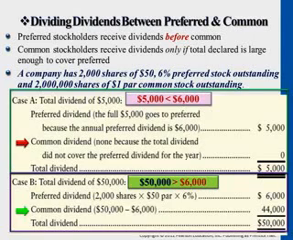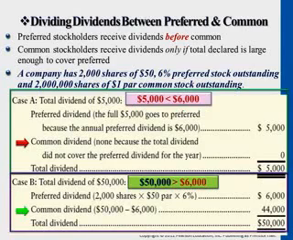Okay, so these are two independent cases, giving you an example of in case dividends are even less than what preferred shareholders are supposed to get, then all of it goes into preferred shareholders' hands, and the missing $1,000 between $5,000 and $6,000 will carry on to the following year. So next year, preferred shareholders are entitled to get $7,000 instead.